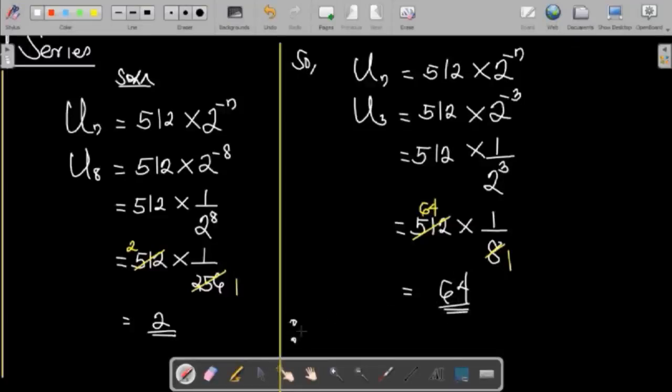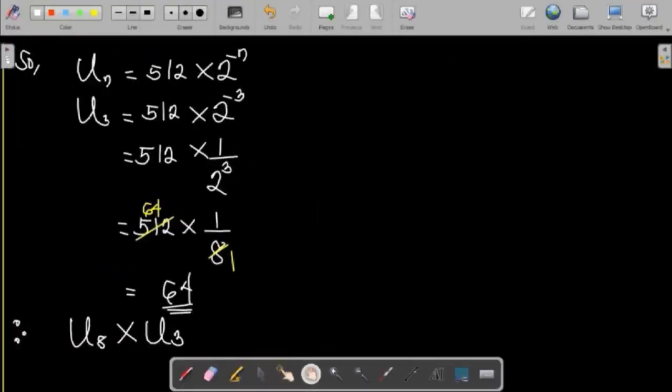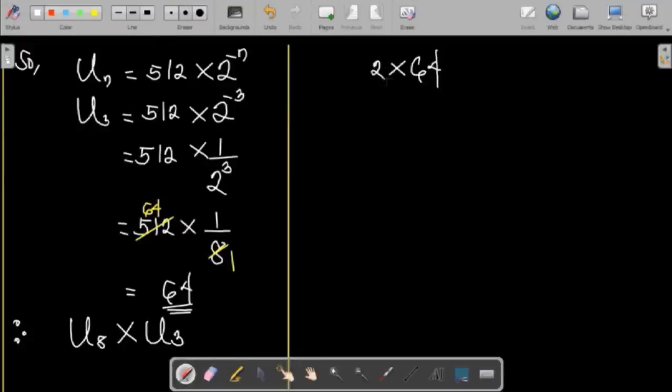Therefore, the main question is that we should look for u8, then multiply the result with u3. So I'm going to multiply the two answers. This is the answer for u8 and this is the answer for u3. My u8 is 2, and my u3 is 64. So 2 times 64, the final answer will now be 128. So we are through with that question.